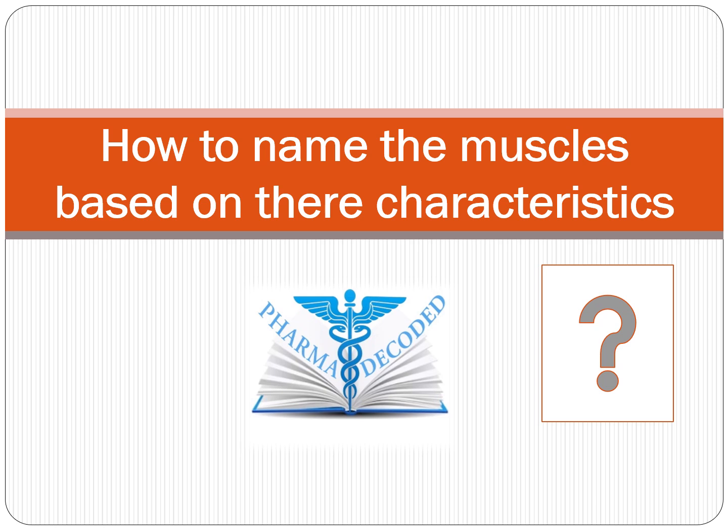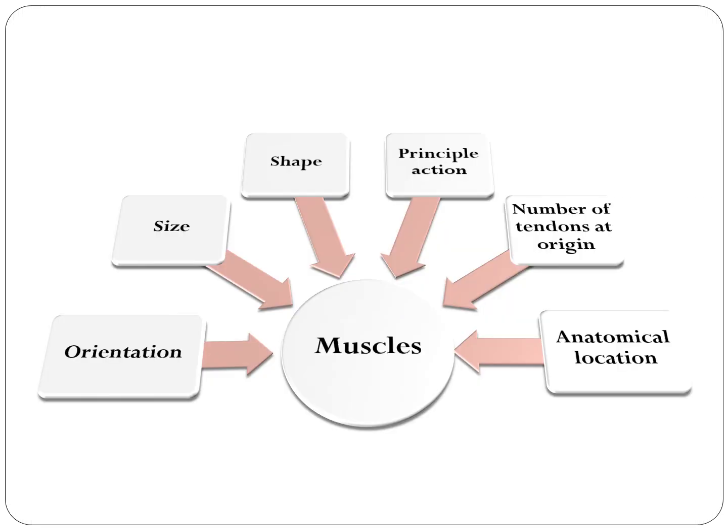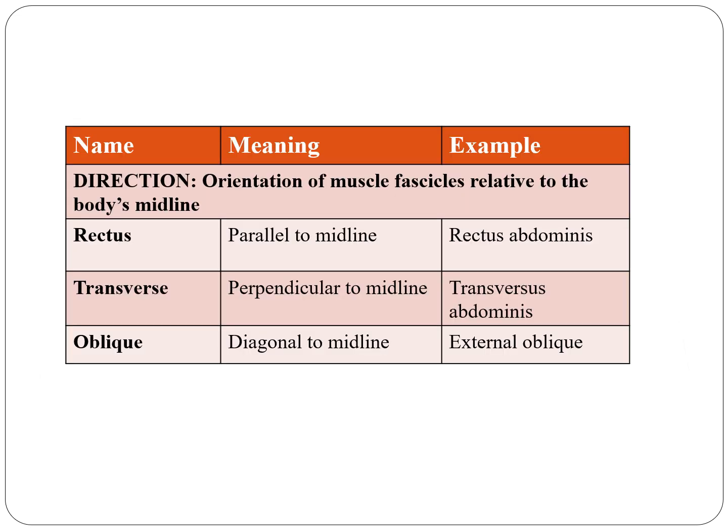Hello everyone, now let us discuss how to name the muscles based on their characteristics. Muscles can be named according to characteristics such as orientation, size, shape, principal action, number of tendons at the origin, and anatomical location. First, let us see the naming of the muscles based on their orientation, that is, the orientation of the muscle fascicles relative to the body's midline.